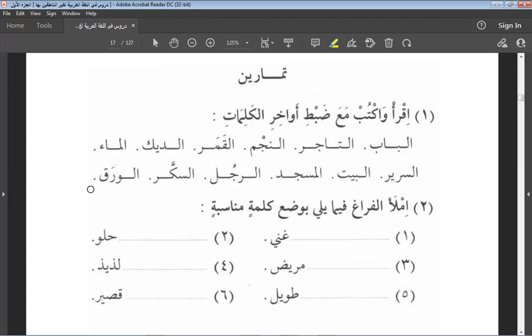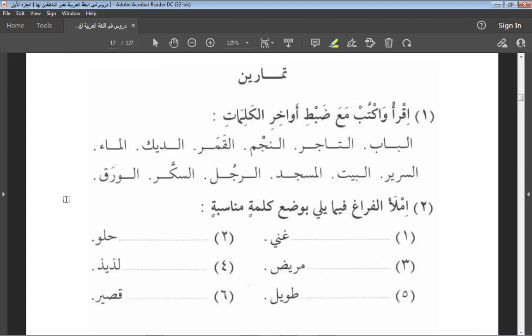Now there is a topic, inshallah, I would have to prepare around this one. We have something we call حروف الشمسية وحروف القمرية. The Arabic alphabet is 28 letters.